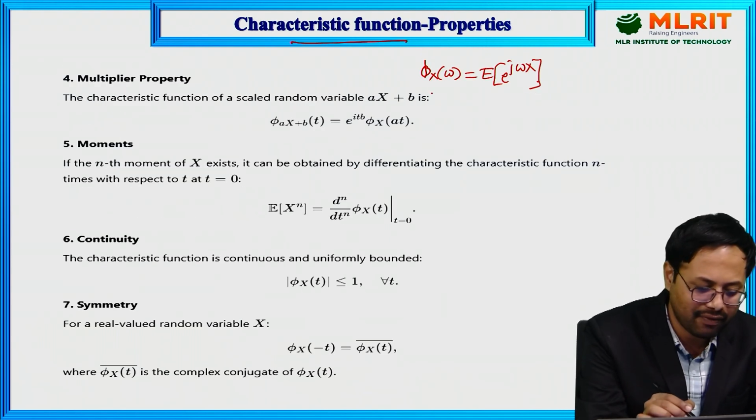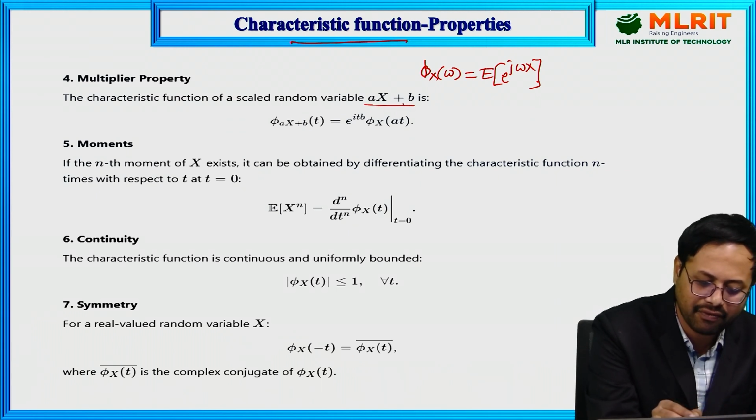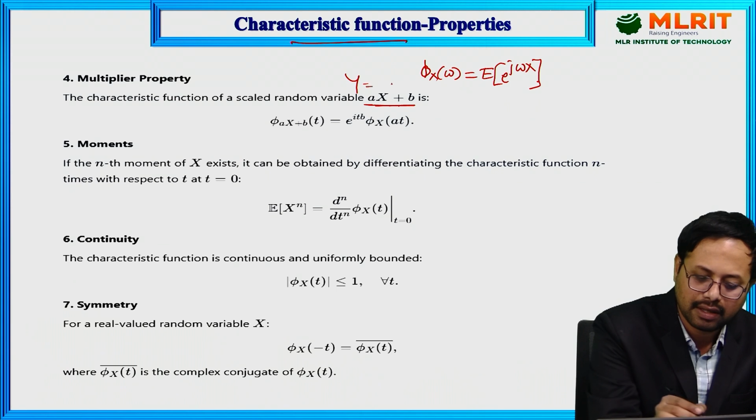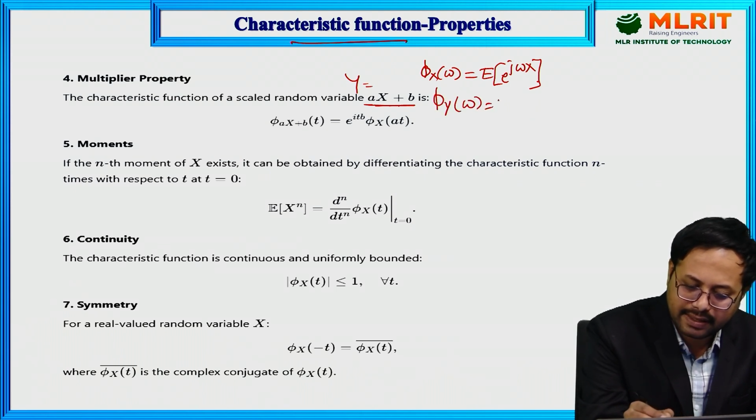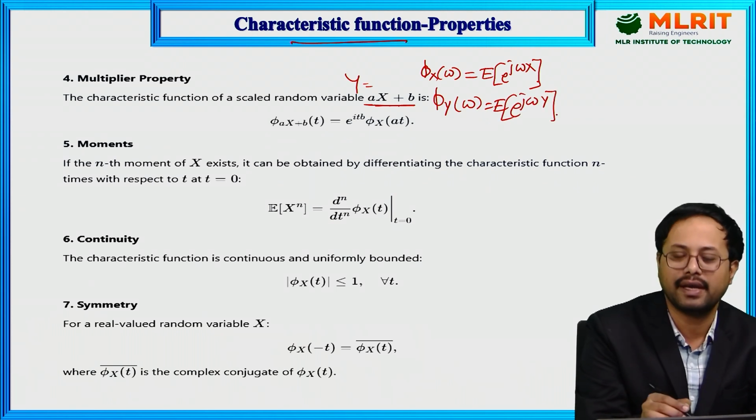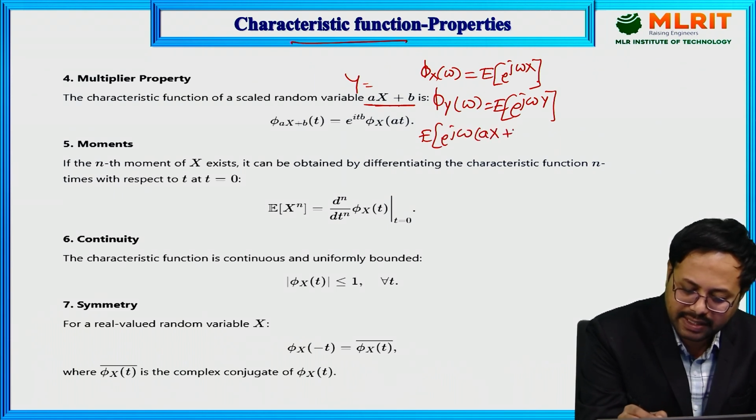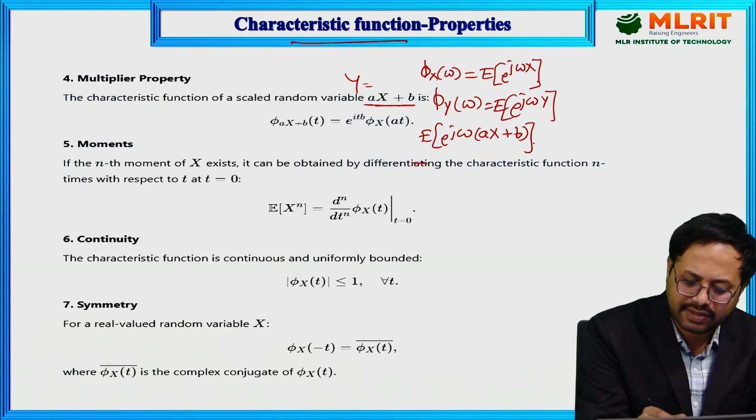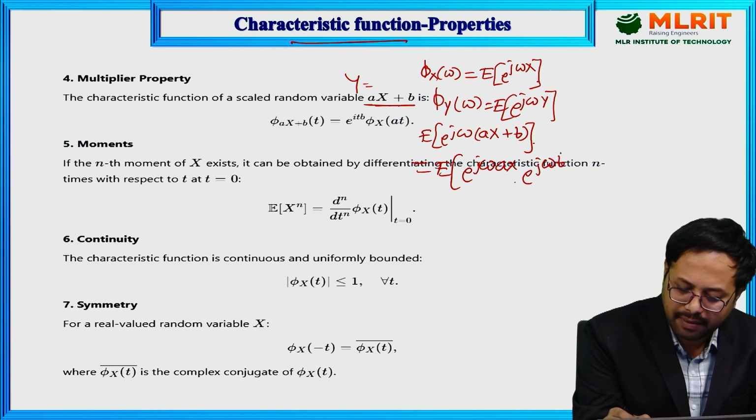Here, in place of x, for example, you consider the characteristic function of a scaled random variable. You consider this as y. Then phi y of omega is equal to expectation of e power j omega y. In place of y, a into x plus b. You split this one, what are you going to get? Expectation of e power j omega ax into e power j omega b.